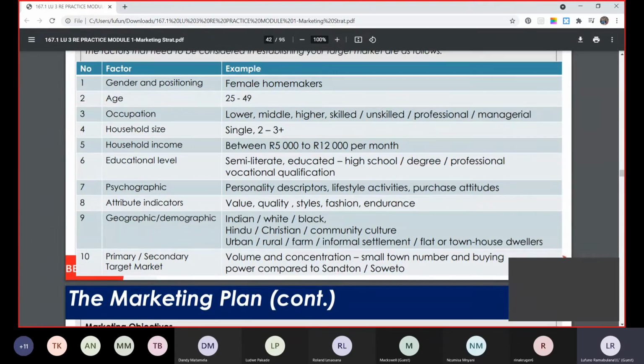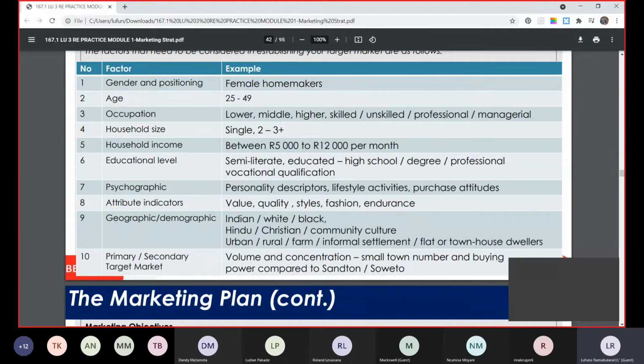Psychographics would be looking at your personality descriptors, like your lifestyle activities, your purchase attitudes, etc. Your attribute indicators, your values: the value of the product, the quality, the style, the fashion, the endurance. Different people use that to make decisions on what they buy. What is the value? Is it a good quality or not? Is it the right style? Is it fashionable? Is it trendy?